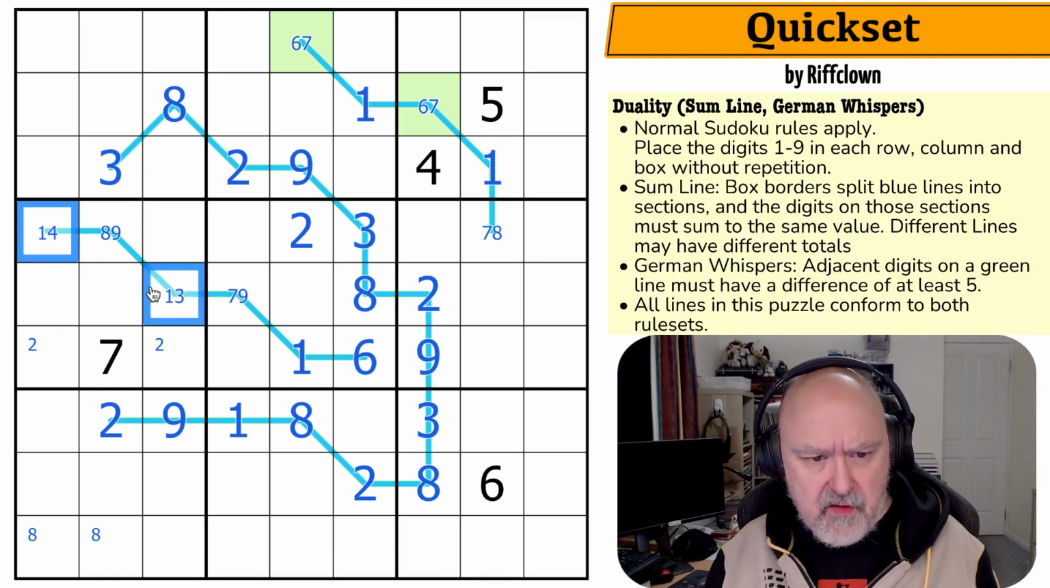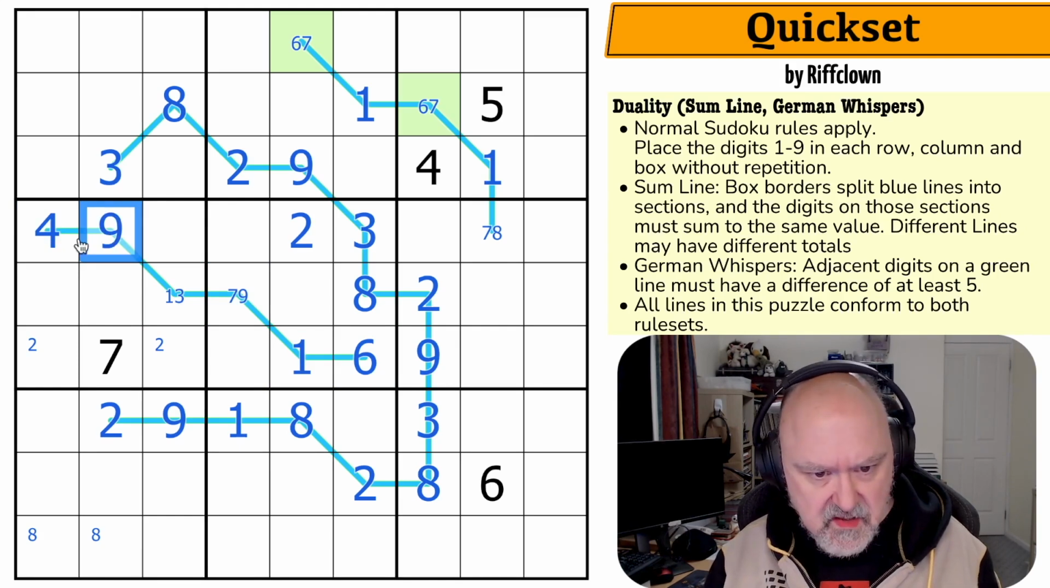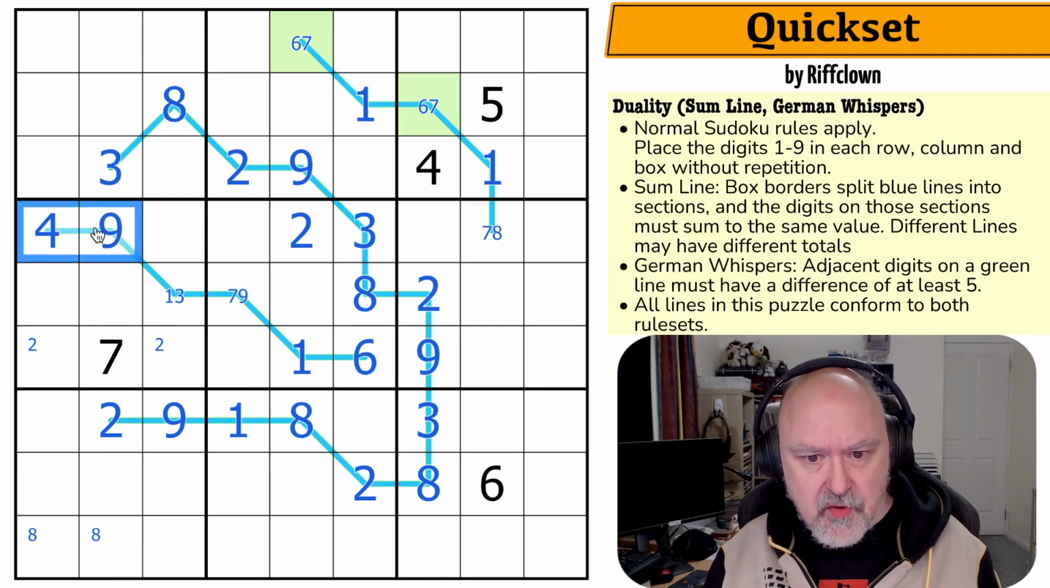And that may not be enough, because 4 plus 8 is 12, and the minimum here is 14. And 4 plus 9 is 13, but the minimum here is 14. This is not a 1. This is a 4, which means this is a 9. So we've got, that is really clever. So these are 13, this is 7.